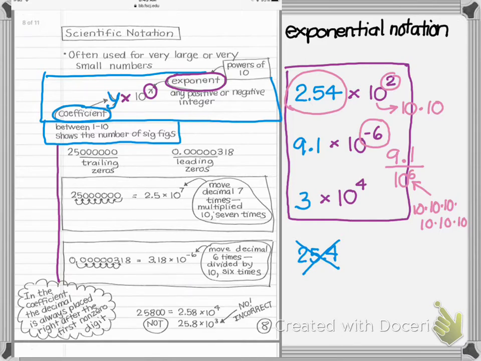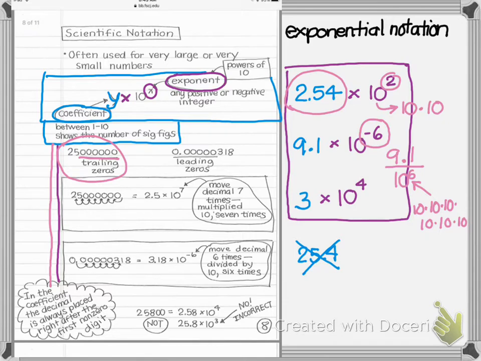Now, luckily, we do not have to think it through this way every time. Instead, since it's powers of 10, we just move the decimal. So come back again over to the notes and let's look at these two examples. Here's a large number, and the zeros that come after the 2 and the 5 are called trailing zeros.